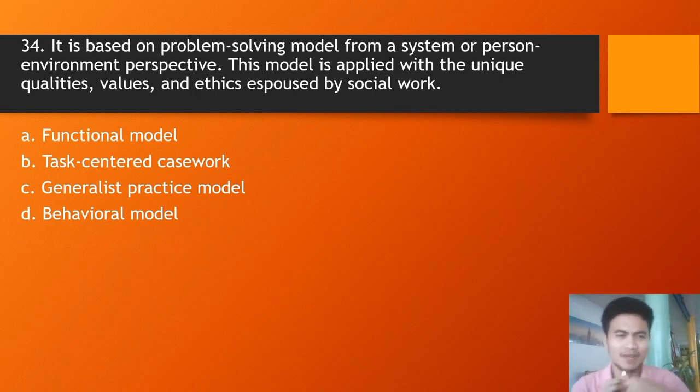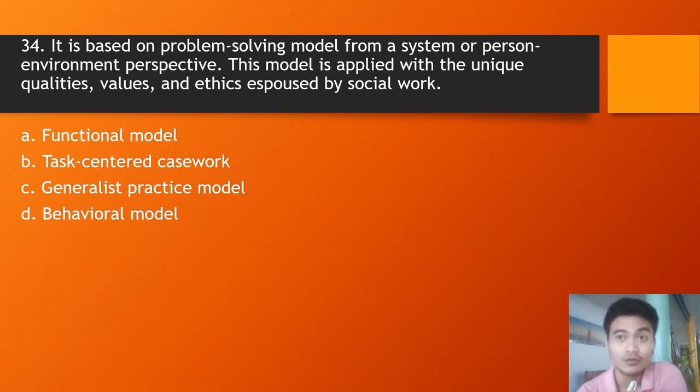34. It is based on the problem-solving model from a systems or person-environment perspective. This model is applied with the unique qualities, values, and ethics espoused by social work. So this is what we call generalist. No? We are looking at the PIE, person in environment. Pag person in environment, we are contextualizing the problem based from the environment as well as the capacities, the strengths, and weaknesses of our client.